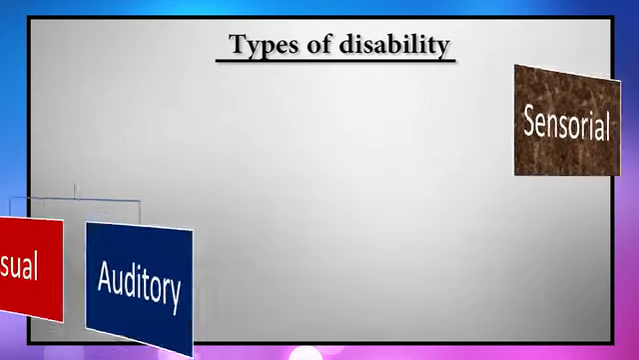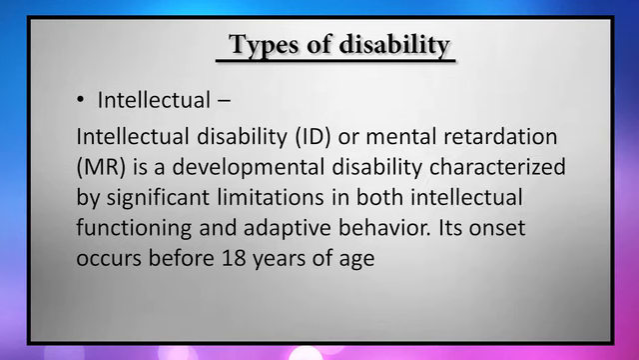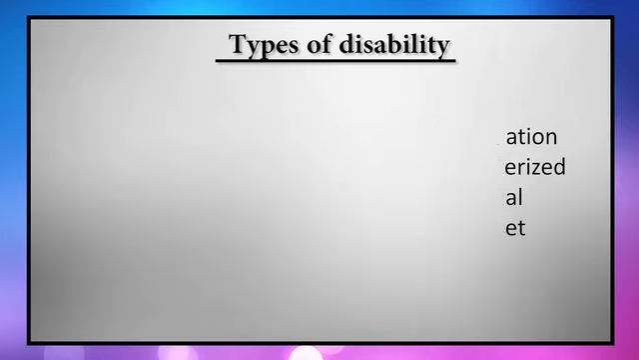spectacles or glasses. Besides this, there can be intellectual disability, which was known as mental retardation. It is a developmental disability which is characterized by significant limitations in both intellectual functioning and adaptive behavior. What is this adaptive behavior? That is behavior in having adjustment with the environment, behaving appropriately, age appropriately, and its onset usually occurs before 18 years of age. There are other kinds of disabilities which will be discussed later on.